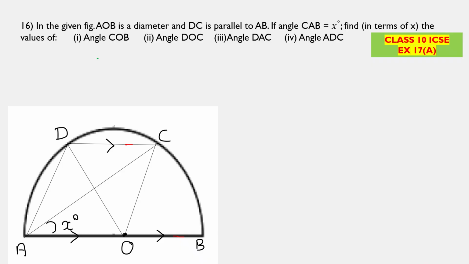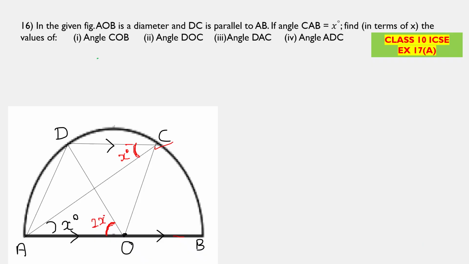Since the parallel line concept has been given, we are using the transversal. So DCA and CAO are alternate interior angles. So this is also going to be x degrees. And this x degrees is coming from the segment AD, right? From the same segment, the angle subtended at the center is twice the angle subtended at the circumference. So if this segment AD makes an angle x at the circumference, then it is going to make an angle 2x at the center of the circle.